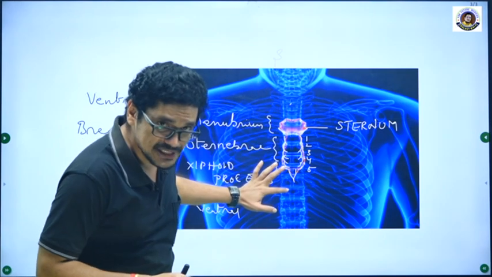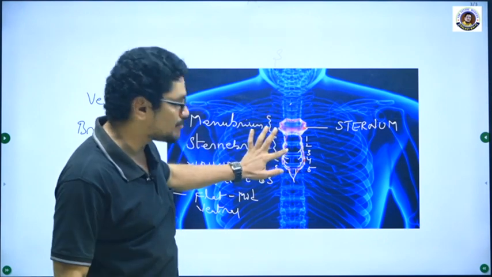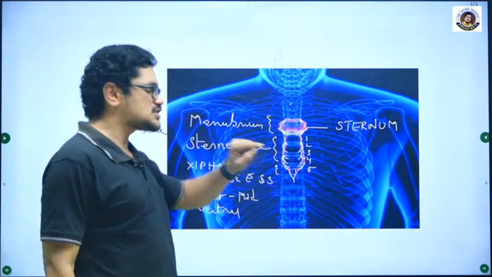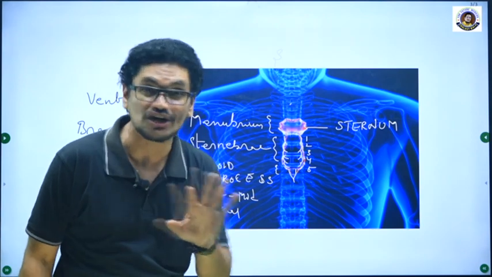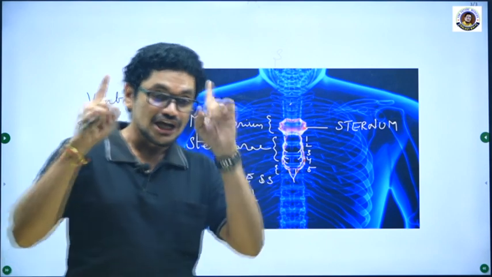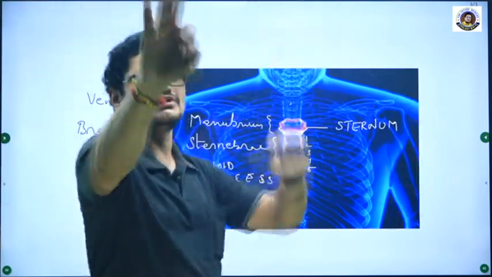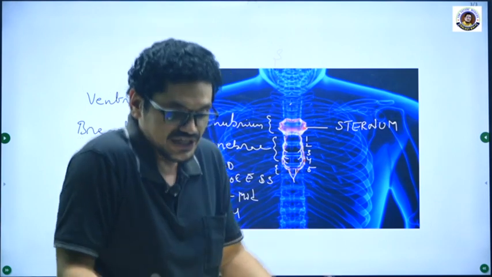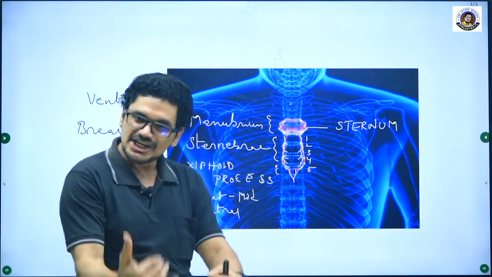Total how many bones are present in the sternum? One manubrium, 5 sternebrae, 5 plus 1, 6, plus 1 xiphoid process, 7. Total 7 bones are present, but you shouldn't take the count as 7. I told you that if you observe a newborn, the number of bones will be almost 300. But as the person gradually grows, the bones fuse, resulting in a reduction of number.